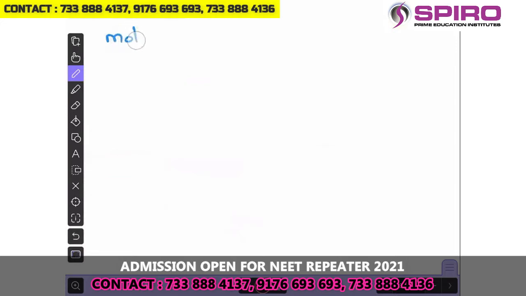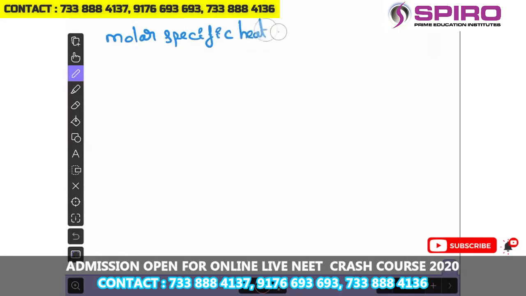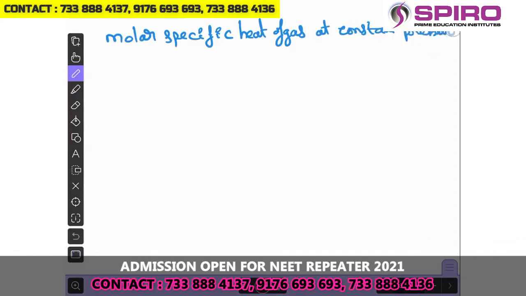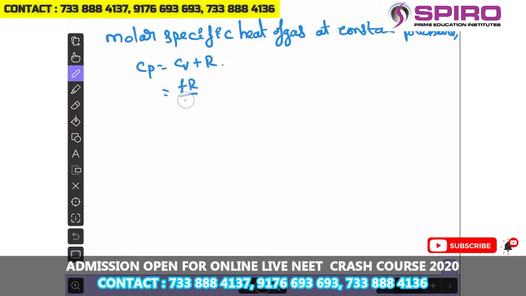Molar specific heat of the gas at constant pressure, Cp, is given by Cv plus R. And what is the Cv? This is fR by 2 plus R, and that is equal to (f by 2 plus 1) into R.